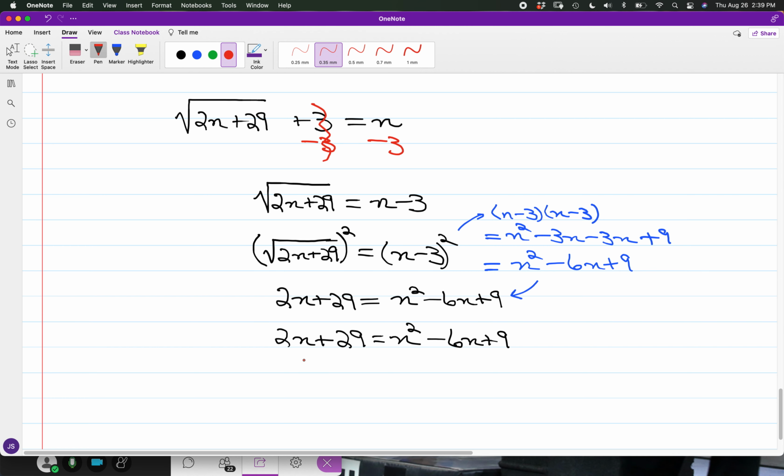And once again, from the left, I can move these terms over, moving 2n by subtracting, as well as 29 also by subtracting. So we're going to have 0 set equal to n squared minus 6n minus 2n, which will be negative 8n, and 9 minus 29 becomes negative 20.